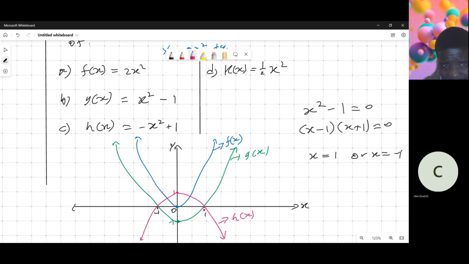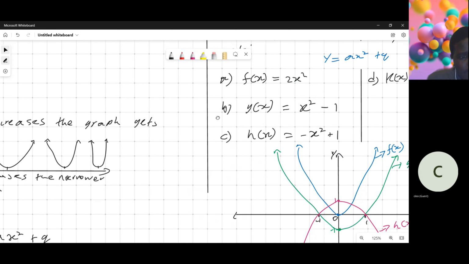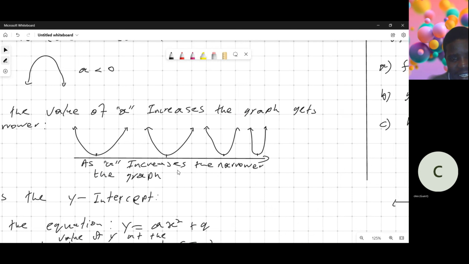So let's see whether this is true. Look, it's negative, concave down. What is the value of a? The value of a is 1. Whether a is positive or negative, when it comes to broadness, it has nothing to do with whether you are positive or negative. So meaning in our notes there, we're supposed to indicate also that as a increases, irrespective of the sign, the narrower the graph.